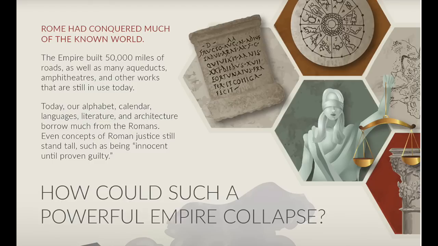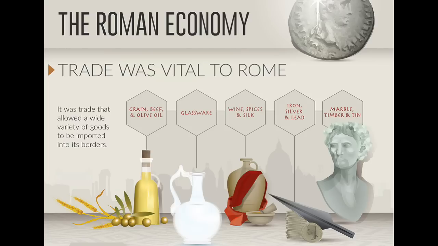Look at just Washington, D.C., our architecture. It looks like a mini Rome in many aspects. The Roman economy. Trade was vital to Rome. It was trade that allowed a wide variety of goods to be imported into its borders. Grain, beef, and olive oil. Glassware, wine, spices and silks, iron, silver and lead, marble, timber, tin.